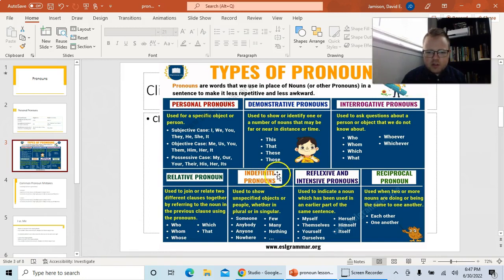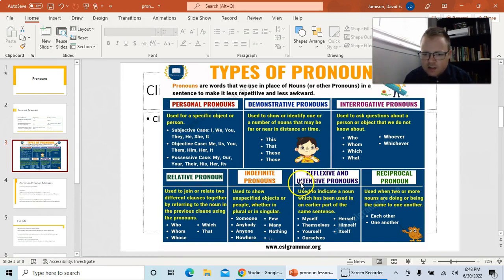Indefinite pronouns, used to show unspecified objects or people, whether in plural or singular. So, this would be like, if I'm being hypothetical about people or whatever, someone who drives a Tesla needs to have a Powerwall as well. Anybody who takes Professor Jameson's English class better do the homework or they'll fail. So those are examples of indefinite pronouns.